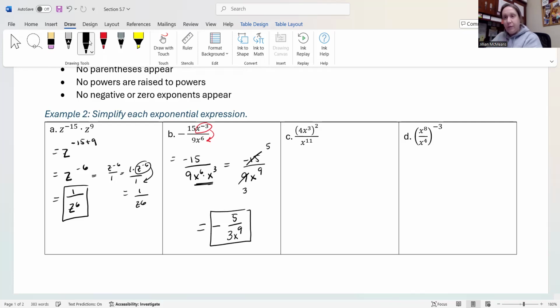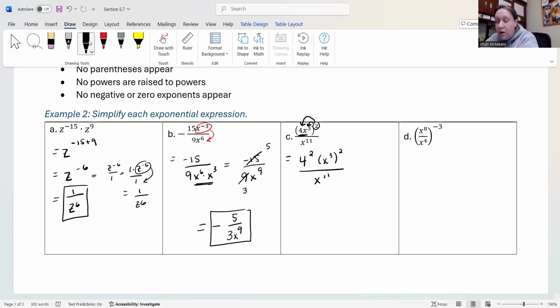And that's it. Okay. Now for part C, we do have a product to a power rule that we need to deal with. So this exponent of 2 here, because this is a product, I'm allowed to bring that exponent in to each factor of the product. So this is going to become 4 squared times x to the 3rd squared. And then the denominator just remains x to the 11th.